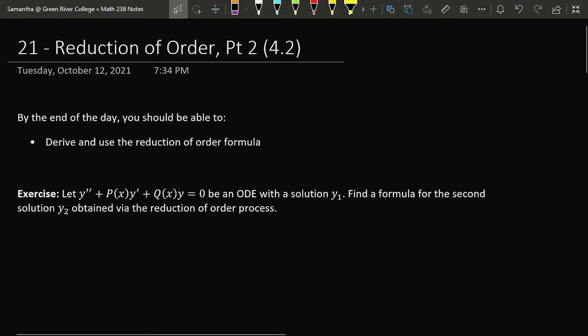Now, in situations where you find yourself working multiple example problems and doing the same steps over and over again, there's usually a formula that can be used to capture those repeated steps and keep you from having to do them over and over again. And that's what we're going to introduce today. We're going to introduce a reduction of order formula, a shortcut formula that allows us to skip those steps that we did over and over again yesterday in the video and in the exercises.